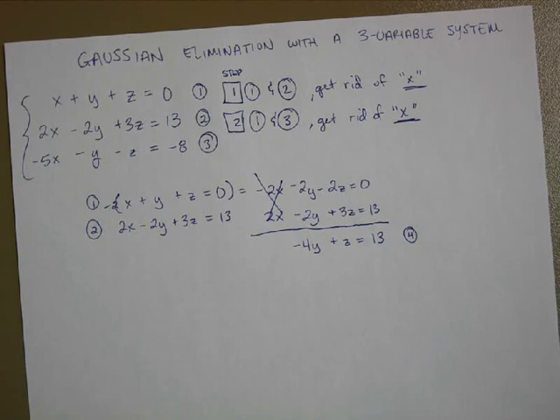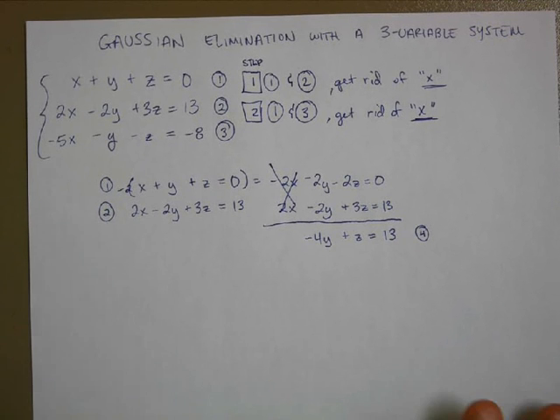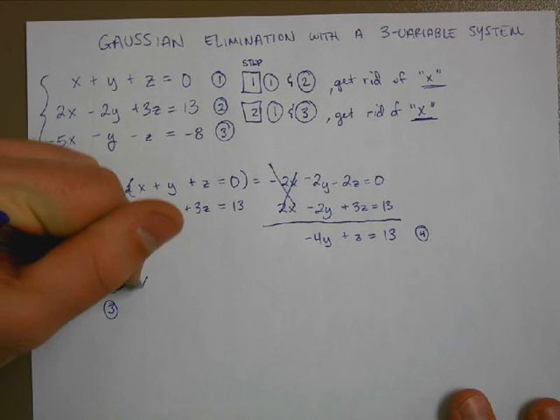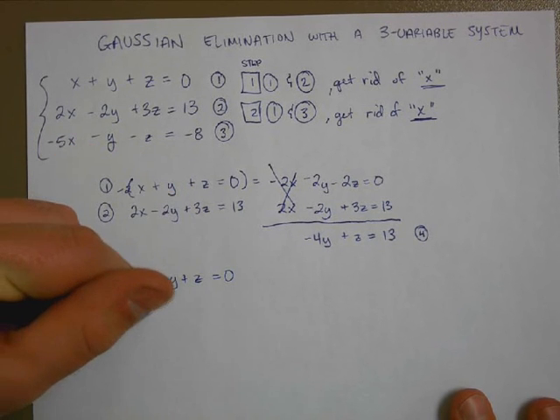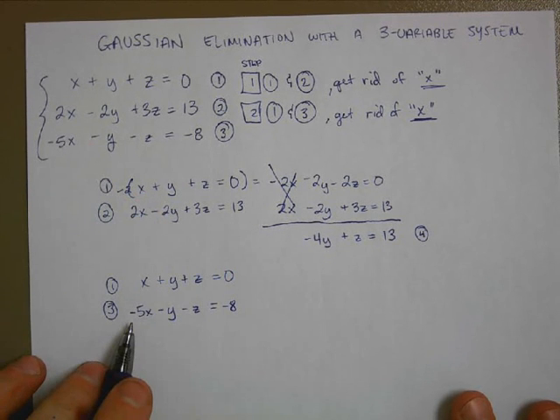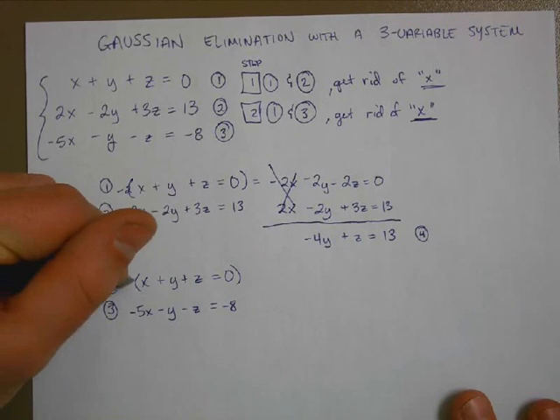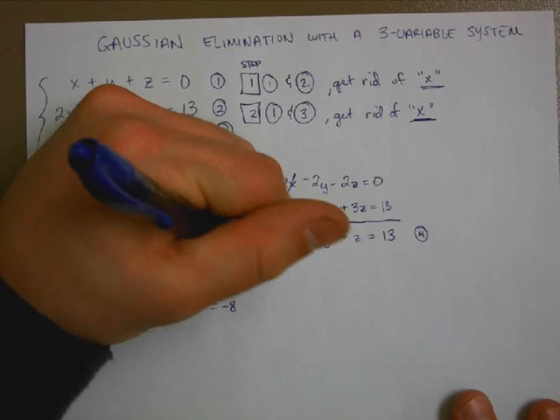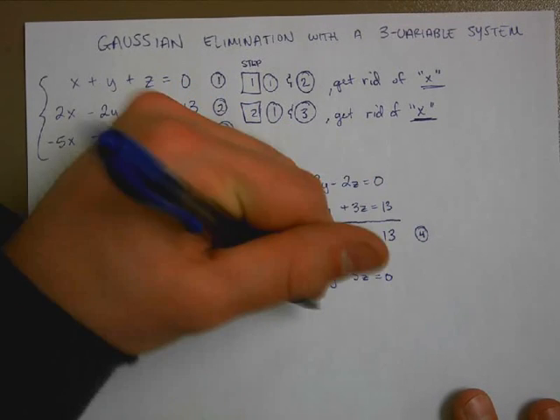As you get better at working with matrices, you realize that maybe it's easier to eliminate the y first or the z first. But as long as you do the same variable both times, you should be fine. If I combine equations 1 and 3, I have x plus y plus z is equal to 0, and I have -5x minus y minus z is equal to -8. It looks like I need to multiply the top one by -5 to get rid of the x.